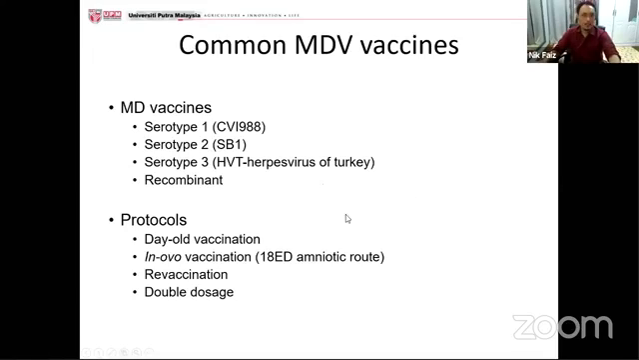For Marek's disease vaccines, we have some examples. We use Marek's disease vaccine serotype 1, Rispens. To my knowledge, if I'm not mistaken, India is not using Rispens. Serotype 2 is SB1, serotype 3 is HVT, and we also have recombinant vaccines using HVT. The protocols for common Marek's disease vaccines are either day-old vaccination or in-ovo vaccination. We also have revaccination programs, which have shown much better protection, and double dosage protocols.